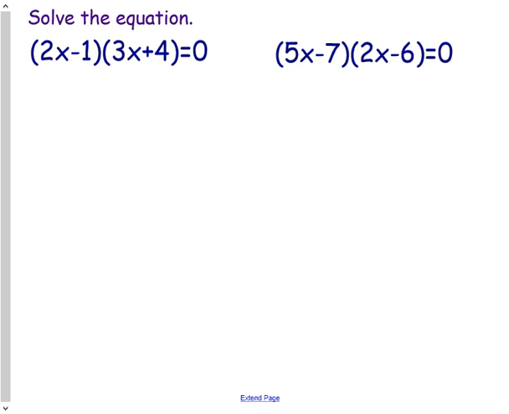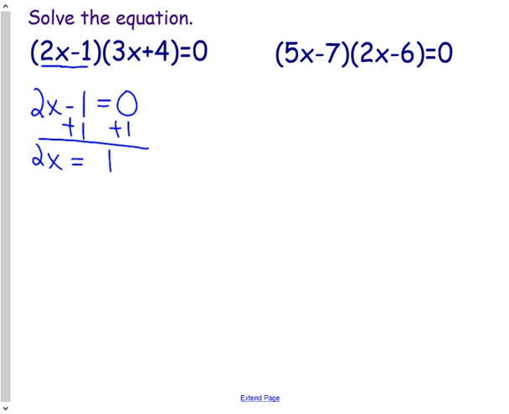Next, 2x minus 1 times 3x plus 4 equals 0. Now, when we have more than one x in front in our parentheses, we're going to get fractions. So some of these will end up in fractions. 2x minus 1 equals 0. Plus 1 to both sides. 2x equals 1. Divide by 2. And we get x is a half. There's one answer.